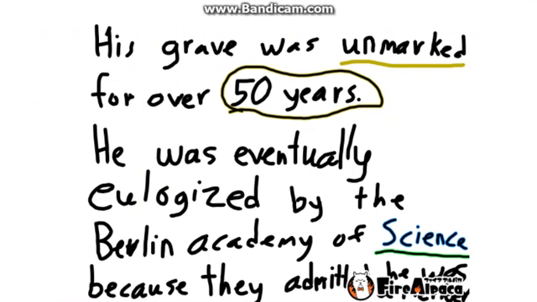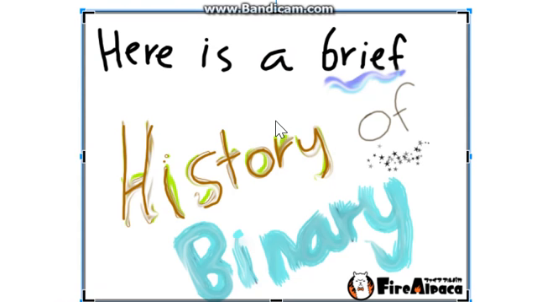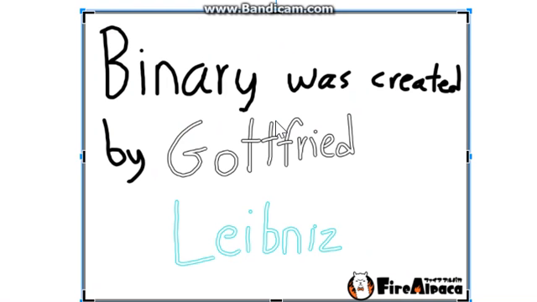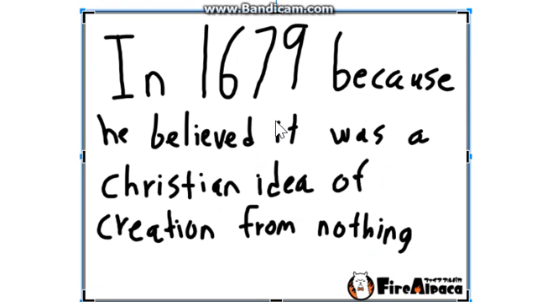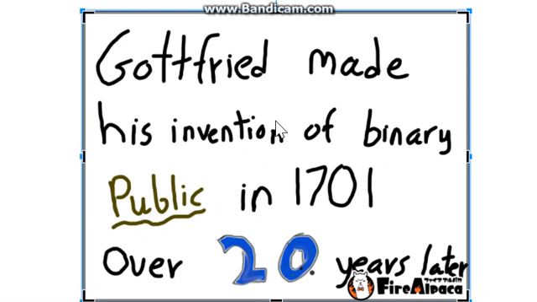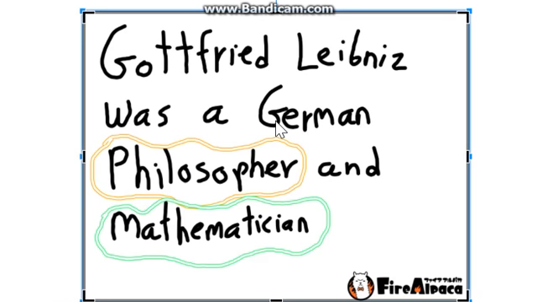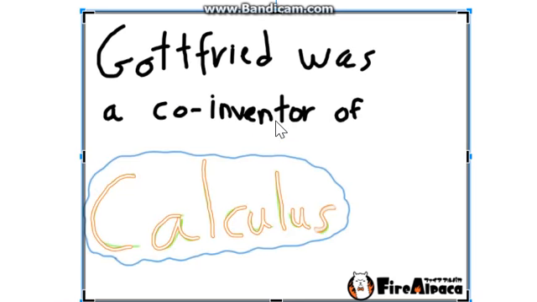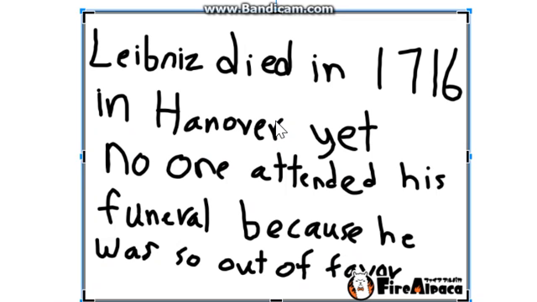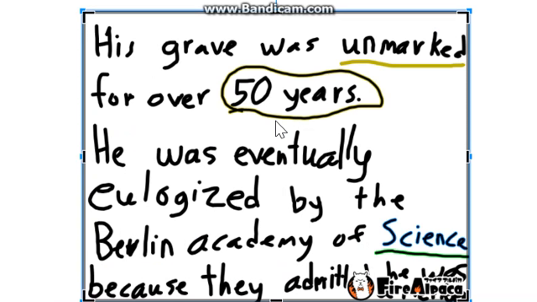Okay, get ready to pause the video because this part goes really fast. Binary was created by Gottfried Leibniz in 1679 because he believed it was the Christian idea of creation from nothing. Gottfried made his invention of binary public in 1701, 20 years after he created it. Gottfried was a German philosopher and mathematician, and the co-inventor of calculus.